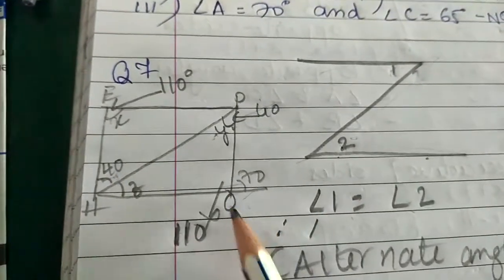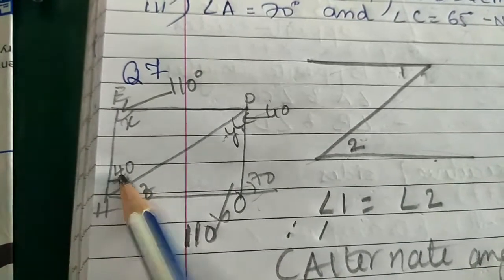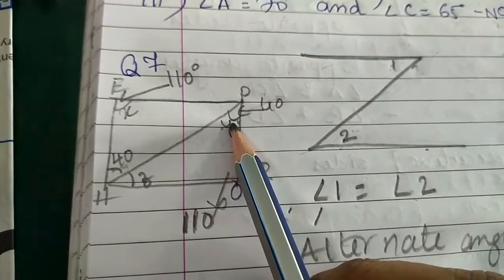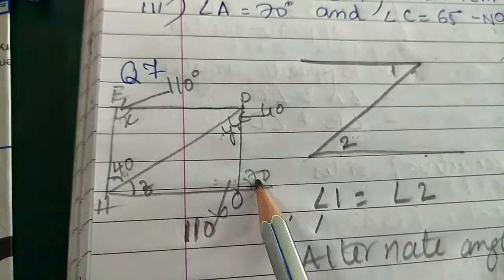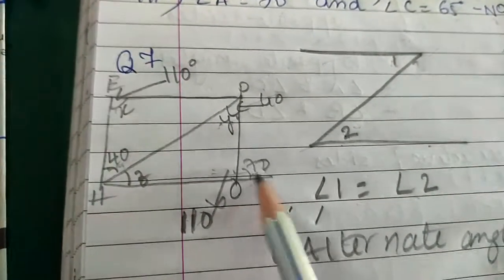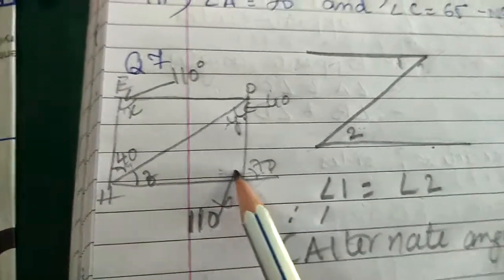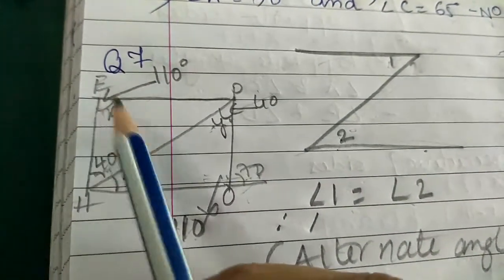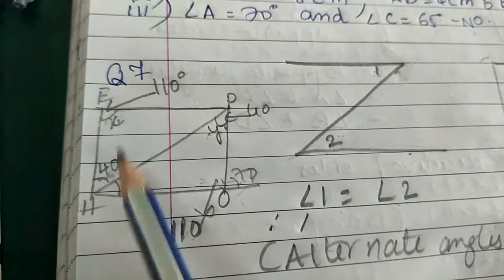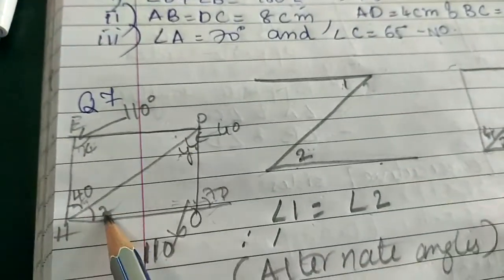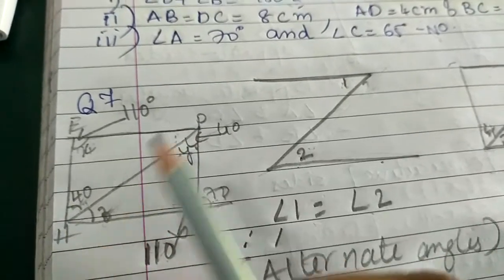Because this is 40, this will be 40. This is 110 because this is 70. These two are linear pairs, so 180 minus 70, you will get 110. Because this is 110, this also will be 110 because these two are opposite angles. So 110 plus 40, that is 150. So this will be 30 and this also will be 30 because they are opposite angles. Now we go to the next question.